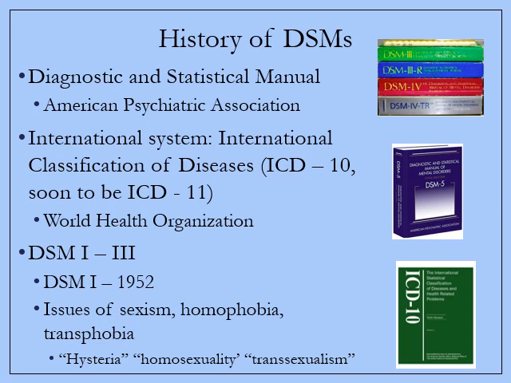The first DSM was published way back in 1952. And I say that ironically because that's actually not that long ago. We didn't necessarily have a standardized way of defining a lot of psychological disorders previous to 1952. The early DSMs, DSM 1 through 3, had some pretty horrendous issues of sexism, homophobia, transphobia, just a lot of biases that kind of reflected the general thinking of the time.